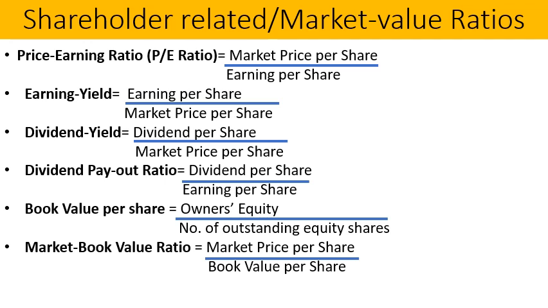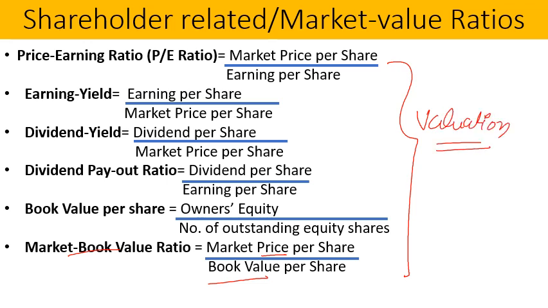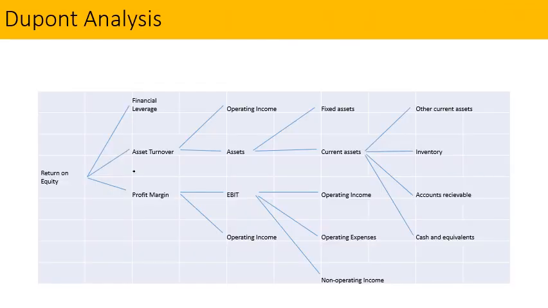then comes dividend payout, which is dividend by EPS; then comes book value per share, which is owner's equity by outstanding shares; then comes market to book value, which is market price divided by book value of share. These ratios are important in going for valuation of a company. Valuation related ratios, very important stuff.